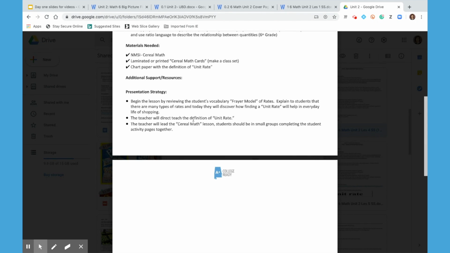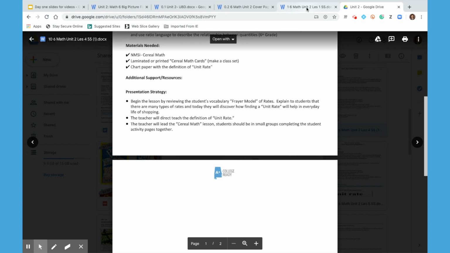So what your students have done prior to this: begin the lesson by reviewing the student's vocabulary for a model of rates. Explain to students that there are many types of rates, and today they will be discovering how finding a unit rate will help in the everyday life of shopping. Now this lesson is important that students use a calculator. They have not been exposed to the type of division with decimal by decimal that will be coming. So it's very important to give them a calculator, let them use that tool for this lesson so they can start understanding unit rates with shopping and how comparing helps with that.